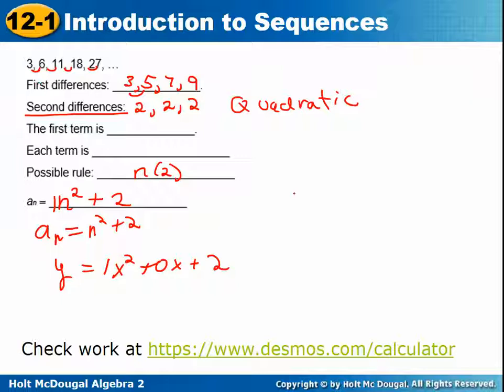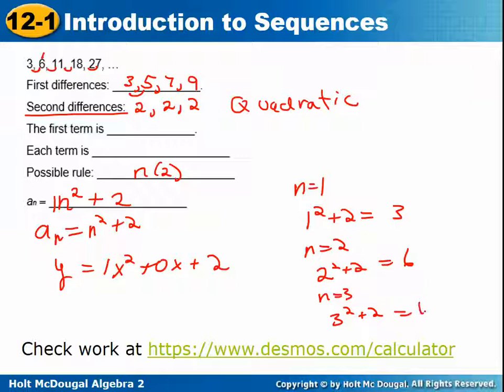At our first term, n equals 1, we would have 1 squared plus 2. That's 1 plus 2 is 3, and that is what we got for our first term. At n equals 2, our second term, we would take 2 squared plus 2, and that's 4 plus 2 is 6. And that is what we have for our second term. And we'll do one more, n equals 3, we would have 3 squared plus 2, that's 9 plus 2 is 11. Now, you could probably figure this out just trying some different things and looking for patterns. Or you could use Desmos to help you find a pattern.